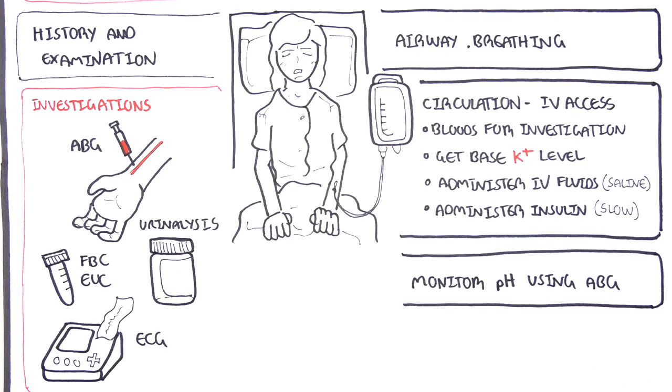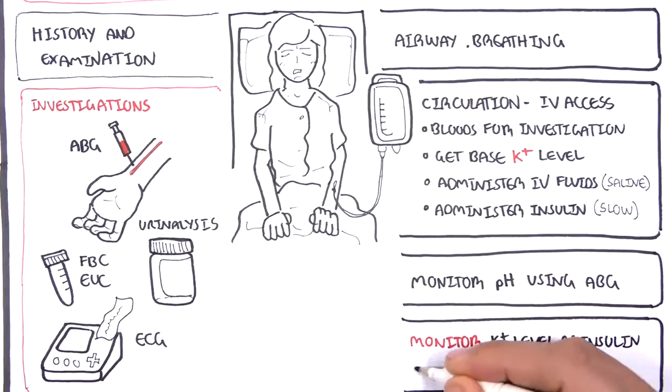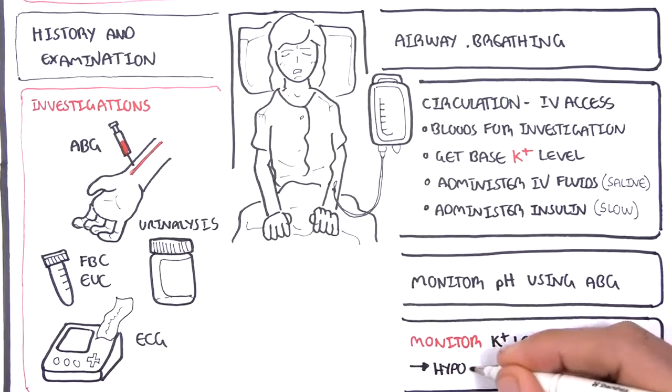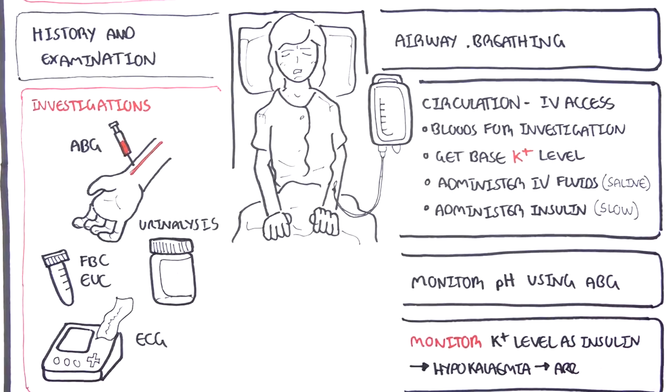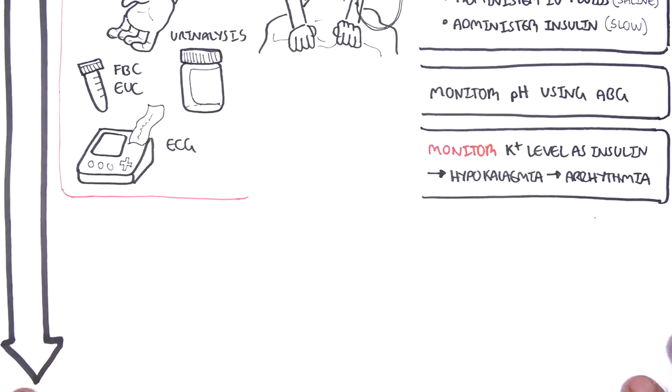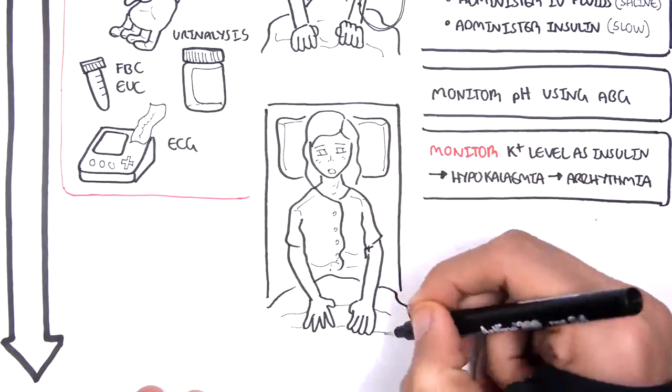So again, monitoring pH by doing regular arterial blood gas is important. And also it is important to monitor serum potassium levels. The reason it is important to measure serum potassium levels is that insulin is being administered, because insulin will actually cause hypokalemia. If you get hypokalemia, you can actually trigger an arrhythmia. Sometimes calcium gluconate can be administered to protect the heart from these hypokalemia-induced arrhythmias. Anyways, monitoring is continuous. Check pH and check bloods.